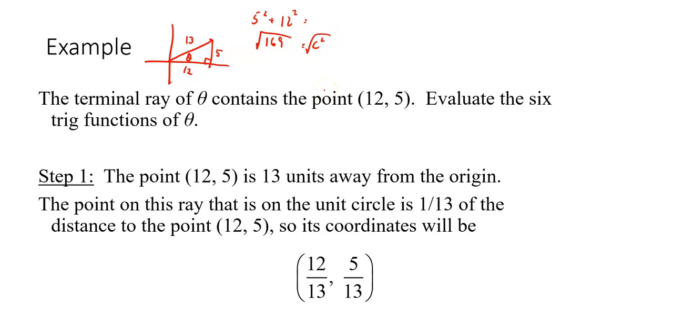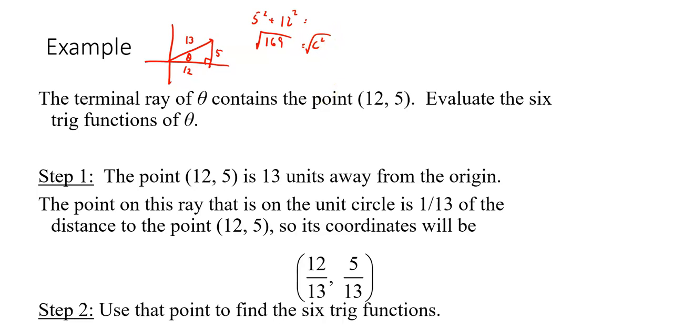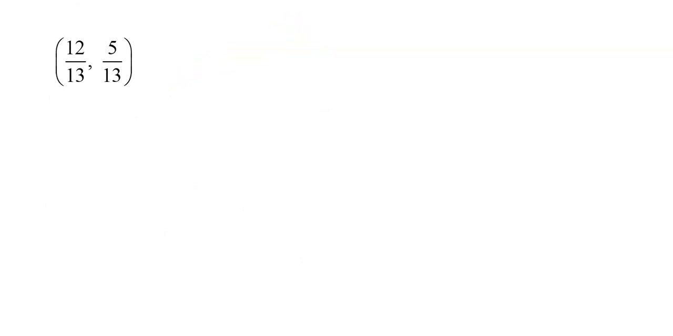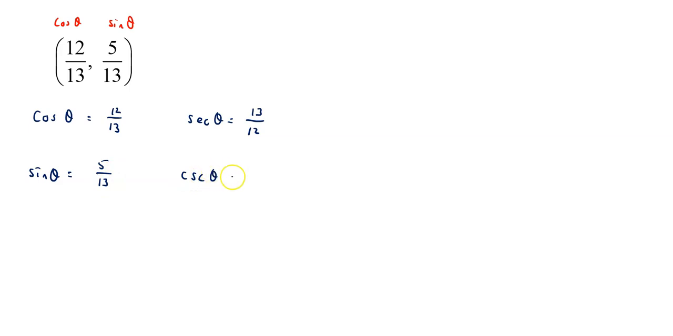All right, so from there it asks us to find the 6 trig functions of theta. So here's my point. Remember, the first coordinate is cosine theta. The second one is sine theta. Oh, so it's almost like I've got 4 of them already sitting in front of me. Which 4? Well, cosine theta is 12 over 13. And if I know cosine, I know secant. I know the sine of theta is 5 over 13. If I know sine, then I know cosecant.